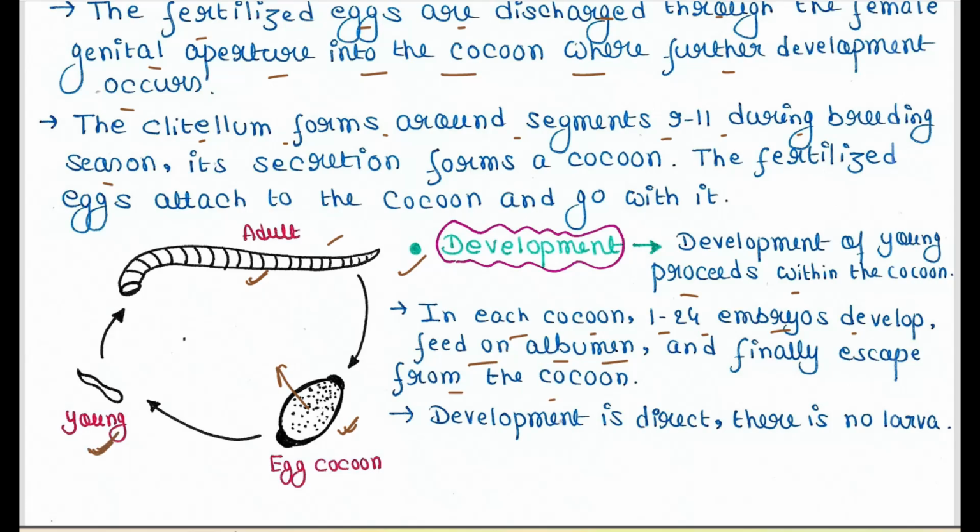So this is the young animal and the development is direct, that means there is no larva. So this is not the larva, right? This is the young animal.